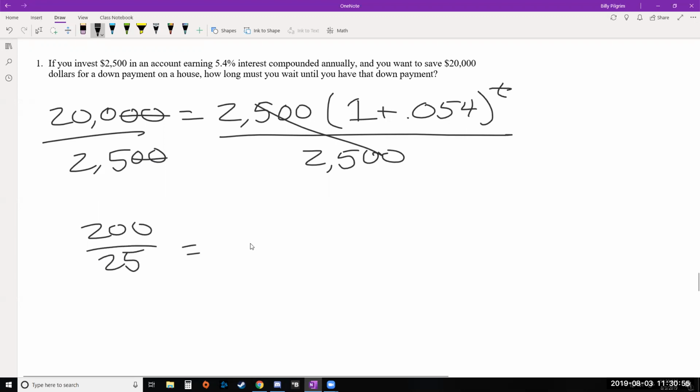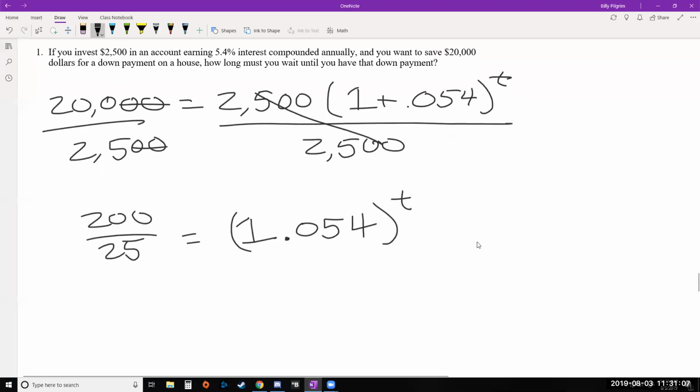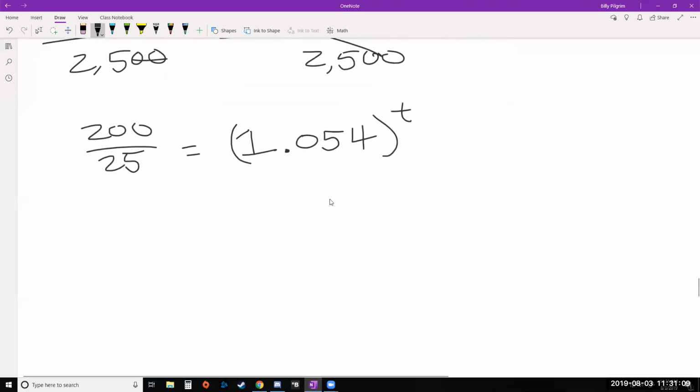And over here, let's add the 1 and the decimal. So we just get 1.054, to the t power. Okay, so we're just isolating the piece with the t power. If you think about it, this is pretty much like that example 2 to the x equals 7. Instead, we have 1.054 to the t equals 200 over 25, but it's the same principle. We have a number raised to an unknown power. It equals some other number. We want to figure out what the power is.